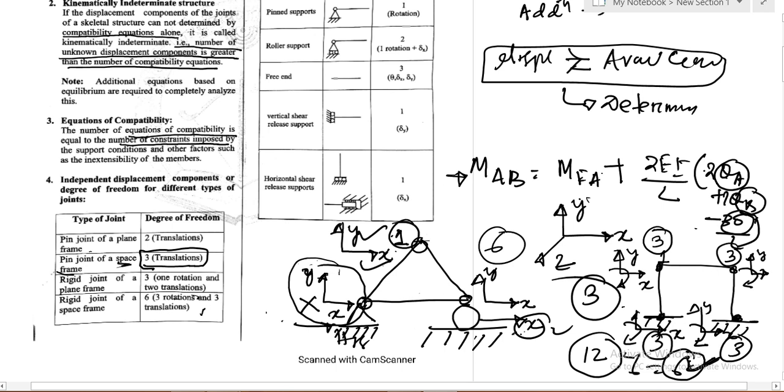Now we are talking about a rigid joint of a space frame. In the plane frame, each joint has 1 rotation and 2 translations: 2 translations in the x direction and y direction, and 1 rotation. In a rigid jointed space frame there are 3 rotations and 3 translations, 6 ways. It can move in the x direction, y direction, and z direction. It can rotate about x, my, and mz. So a total of 6 independent displacements can be possible in rigid jointed space frames.